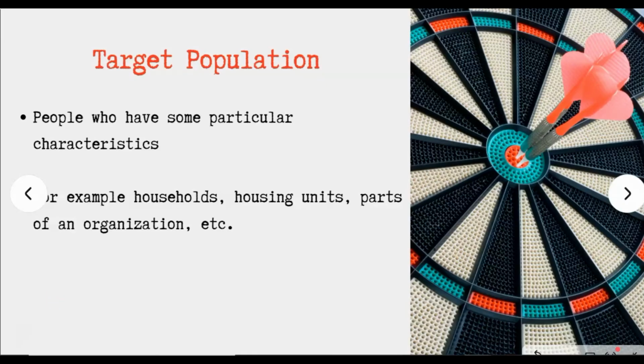Next, the target population. It is the group of elements to which the researcher wants to make inference, with people who have some particular characteristics. For example, households, housing units, parts of an organization, and etc.